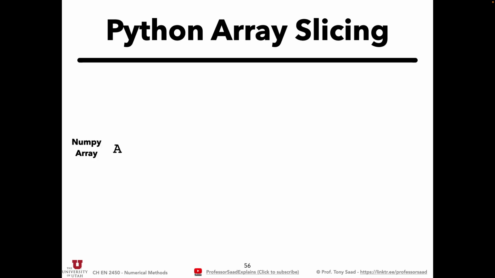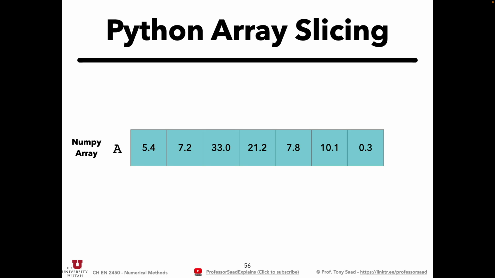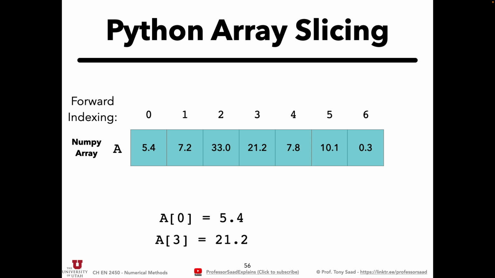Let me introduce the idea first. If this is a NumPy array, let's call it A. It has some values in it. They are meaningless, okay? Don't ask me what these values are. These are just random numbers. Those are not going to be on your exam, so you don't have to memorize them, just for the sake of example. So traditionally, we do forward indexing with Python arrays. We say A at 0 is 5.4, A at 1 is 7.2, A at 6 is 0.3. So we access and assign the array in that manner.